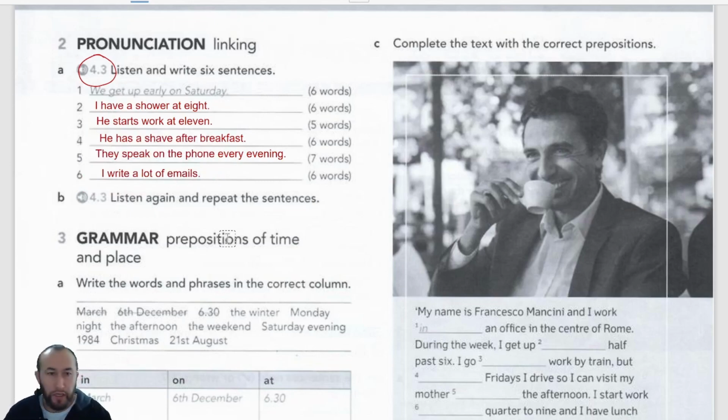So exercise B is asking us to listen again and repeat the sentences. Okay, I mean, we can just repeat it. We get up early on Saturday. Number 2, I have a shower at 8. Number 3, he starts work at 11. Number 4, he has a shave after breakfast. Number 5, they speak on the phone every evening. And number 6, I write a lot of emails.